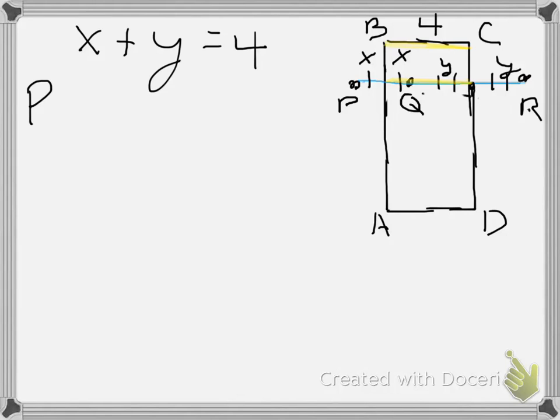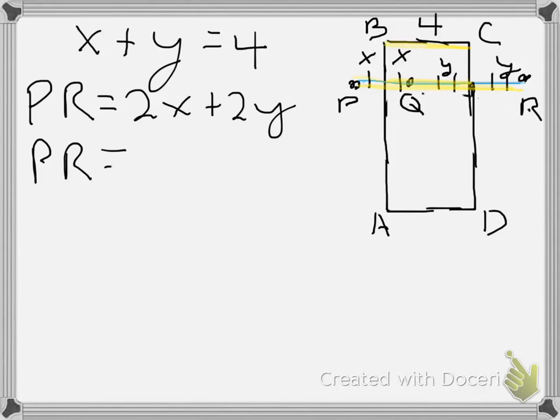Well, let's look at the segment PQ. Actually, PR we're going to look at. There are 2 x's that make up its length, plus 2 y's. Some of you are going, big deal. Okay, if you don't see it, it's right here. There's x plus y plus y, right there. Okay? If we were to factor out the 2, we would get 2 times x plus y.